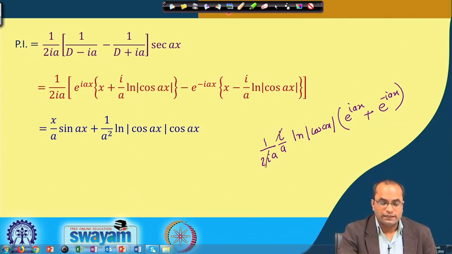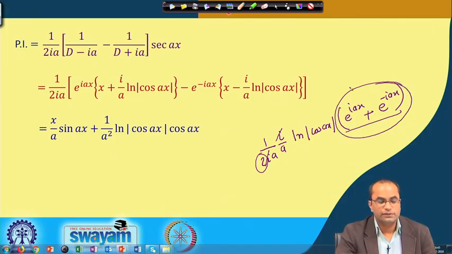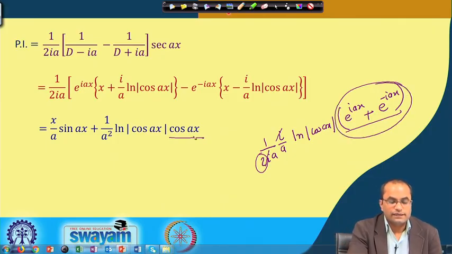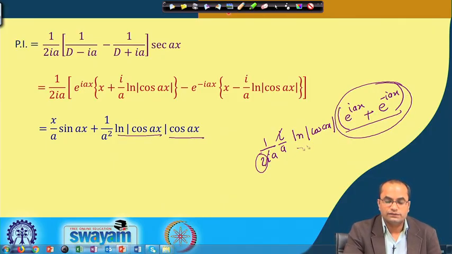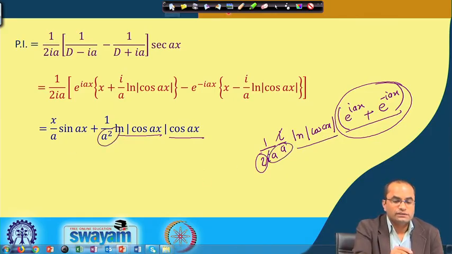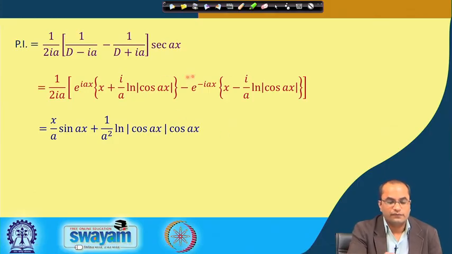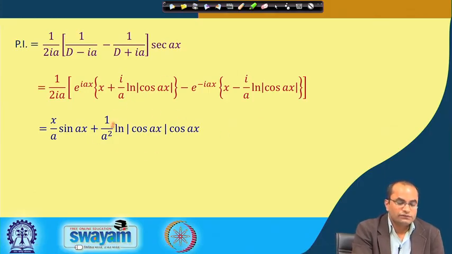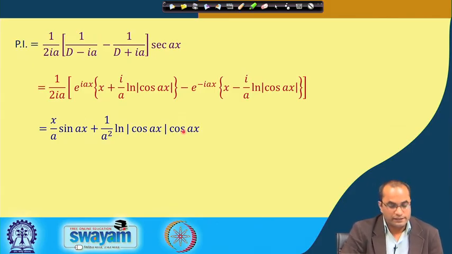So, this i gets cancelled and this 2 will be merged here. So, this is nothing but the cos ax term with the logarithmic of this one, and 1 over a square is here. So, this is just the simplification of what we got here, this 1 over a square ln cos ax and cos ax again.